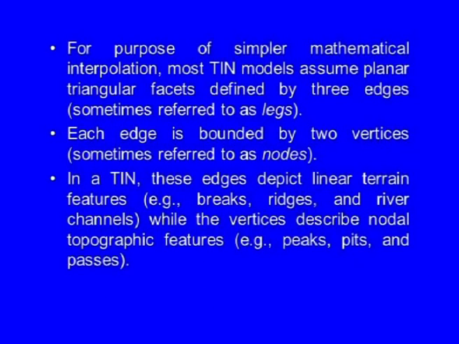For the purpose of simpler mathematical interpolation, most TIN models assume planar triangular facets determined by the three edges, sometimes referred to as a leg. Each edge is bound by two vertices, sometimes referred to as nodes. In a TIN, these edges depict linear terrain features, that is, breaks, ridges, and river channels, while the vertices describe nodal topographic features, that is, peaks, pits, and passes.